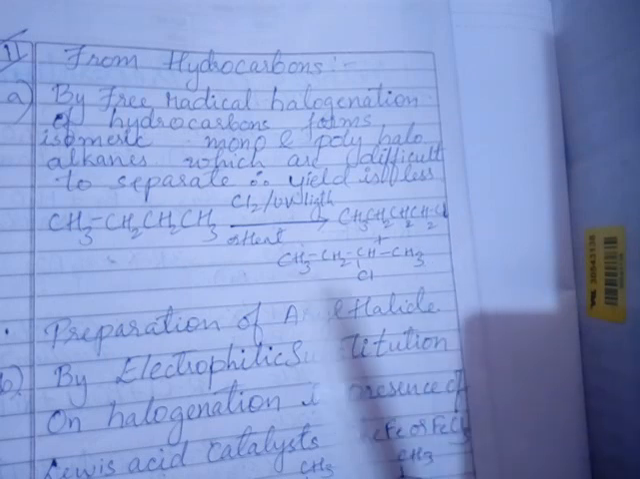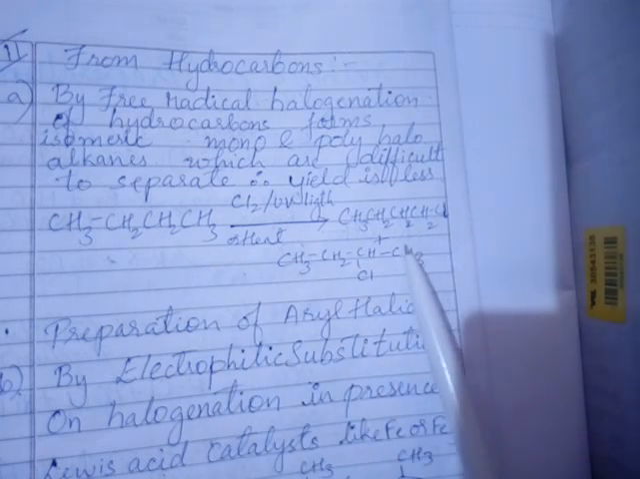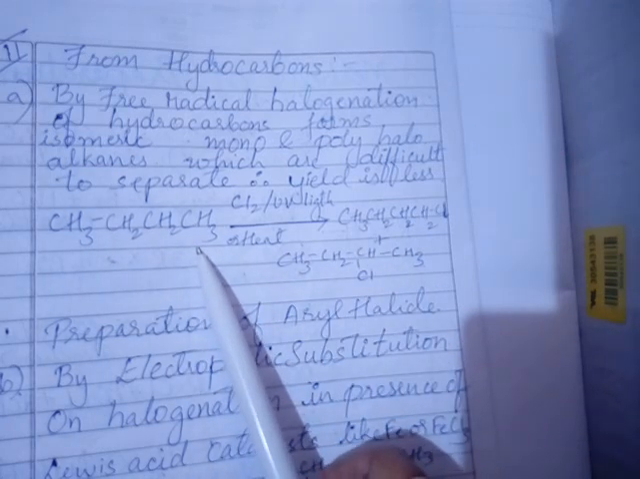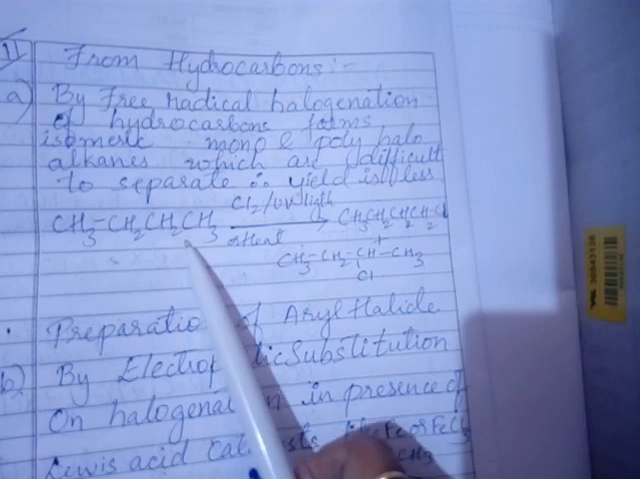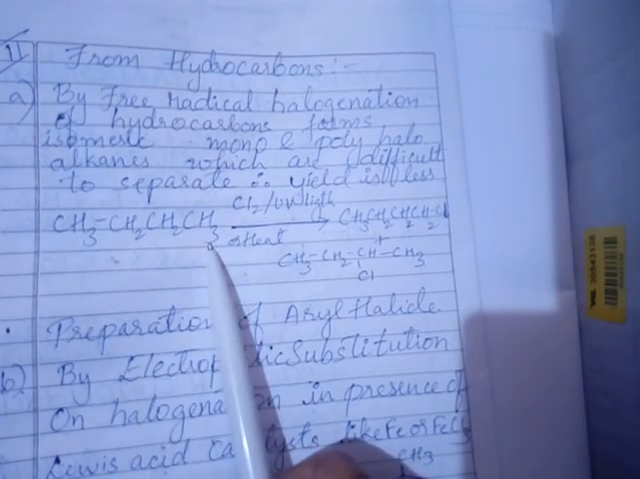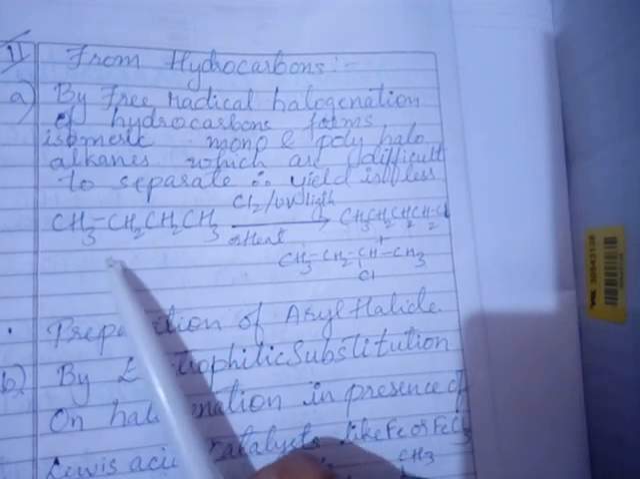Therefore this method is not a preferred method. But now let us take a look how the reaction takes place. We have taken an example of butane. So there are 4 carbon atoms. So this is butane. You can take any other molecule.